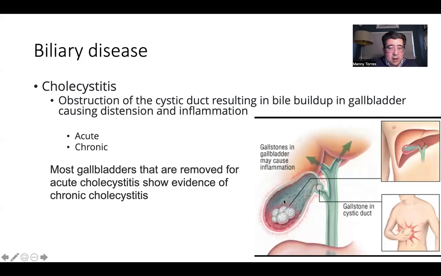Cholecystitis results when the gallstone migrates out of the gallbladder and gets lodged in the cystic duct, resulting in buildup of bile, causing distension and inflammation. It's traditionally divided into acute and chronic subtypes. However, in the pediatric population, evidence suggests that the two conditions are closely related. Most gallbladders that are removed for acute cholecystitis show evidence of chronic cholecystitis, supporting the concept that acute cholecystitis may actually be an exacerbation of chronic distension and tissue damage.